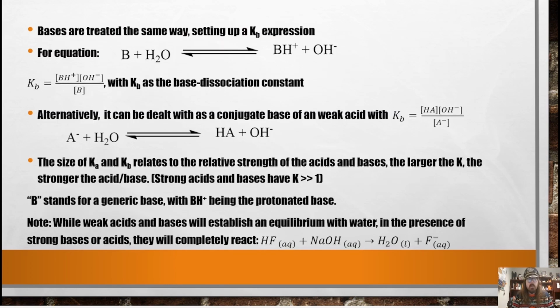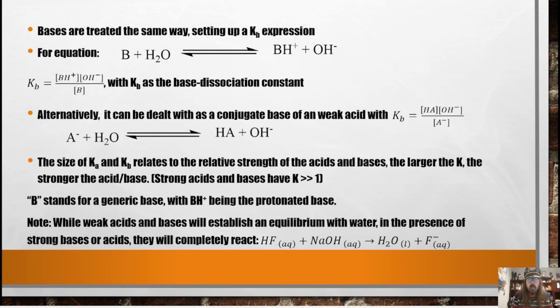We can do a similar situation with a base. We can set up a K subscript B or Kb expression, that a generic base, upon mixing with water, will become protonated and form hydroxide. The Kb is for the base, so hydroxide. However, we're just saying a generic B, and the B has accepted a proton, so we form the conjugate acid of that base.